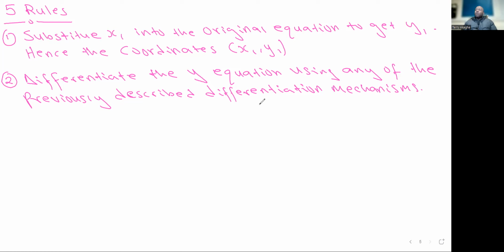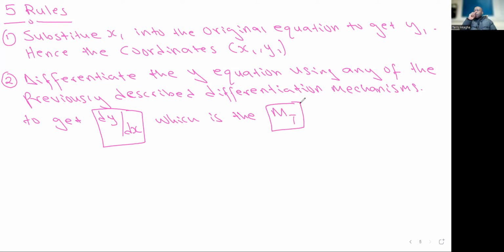Okay, the essence of doing this is to get the dy over dx. Because you know that when you differentiate, it's going to give you the dy over dx, which is the mt. So the essence of differentiating is to get the dy over dx, and the dy over dx is the same thing as the what? The mt.